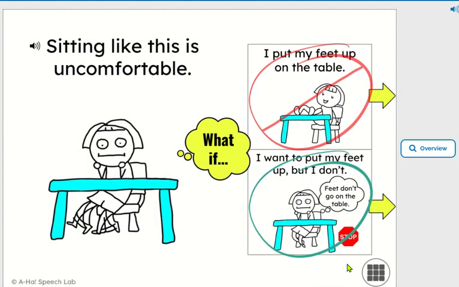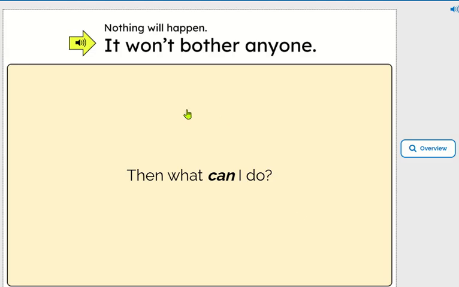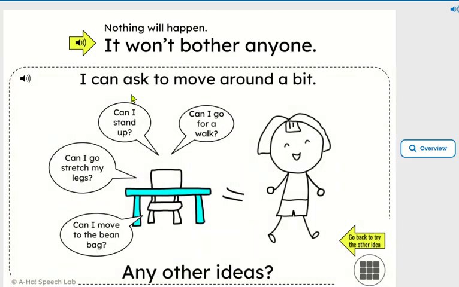So let's fix it. And here's where you go. I won't put my feet up. This is what's going to happen with the sensory-based things. A lot of times it's, if you don't do it, nothing's going to happen. It's not going to bother anybody, and you will have a chance to discuss then, what can I do? So discuss some alternatives as appropriate. It gives you some ideas. In this case, you can ask to move about a bit, and it invites the students to come up with any other ideas. So it just opens up a little more discussion.